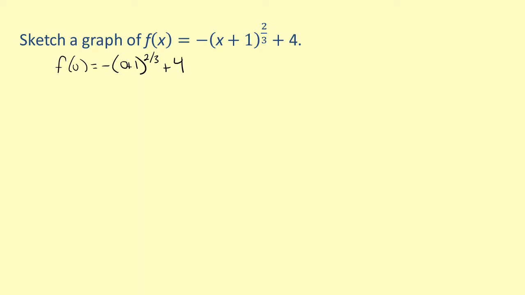Simplifying, we get negative 1 plus 4, which is equal to 3. So the y-intercept is at (0, 3).